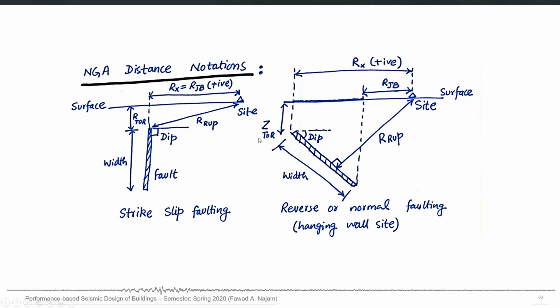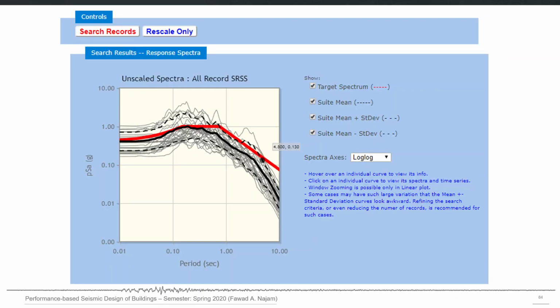And similarly, if you see the reverse or normal fault from one side, then this whole line, this whole area on the surface, will become the projection of the rupture. So the closest distance from your site to the projection will become this one, which is your RJB. So this is the difference between RJB and R rupture. You have to keep that in mind while giving or selecting values for your site for the purpose of selection of ground motions.